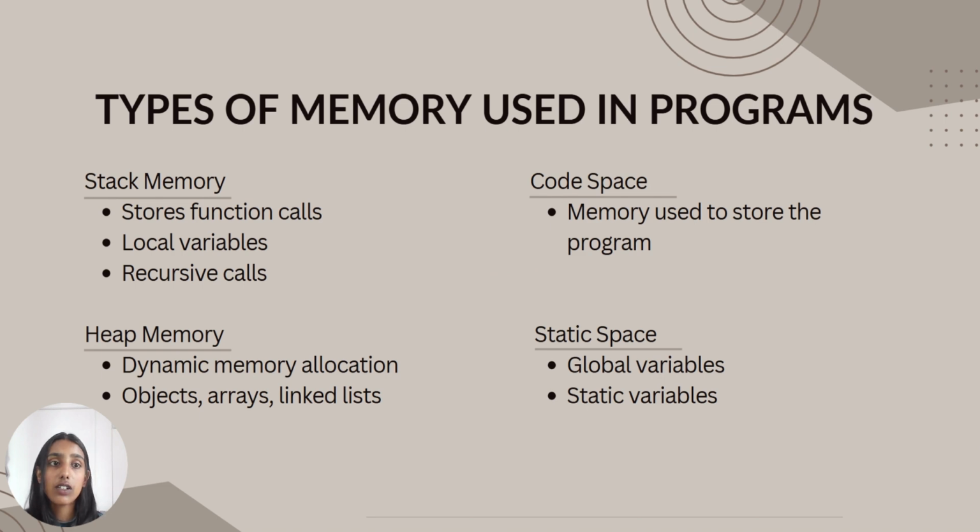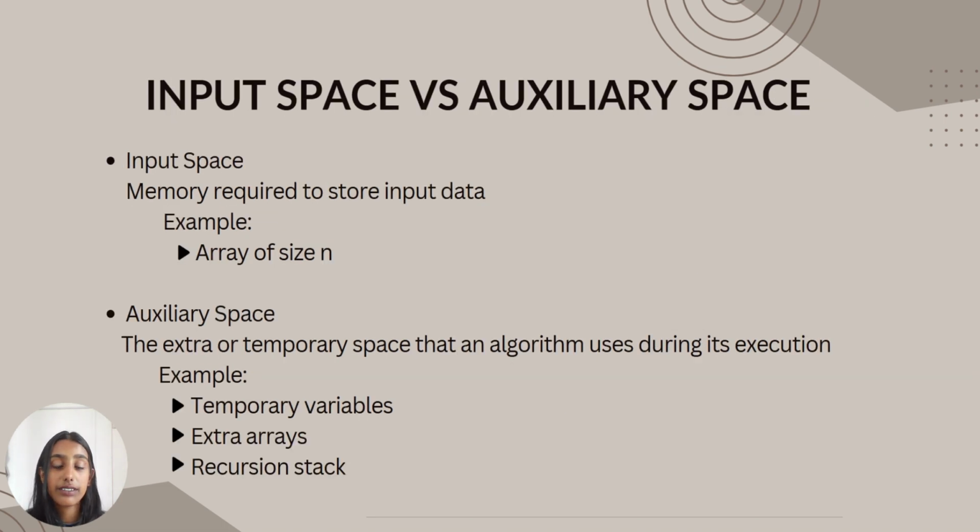Now let's take a look at a few types of memory used in programs. There's stack memory, which includes function calls, local variables, and recursive calls. Then there's heap memory, which is dynamic memory allocation: objects, arrays, linked lists. Then we have code space, which is the memory used to store the program itself. And then there's static space, which is used to store the global variables and the static variables.